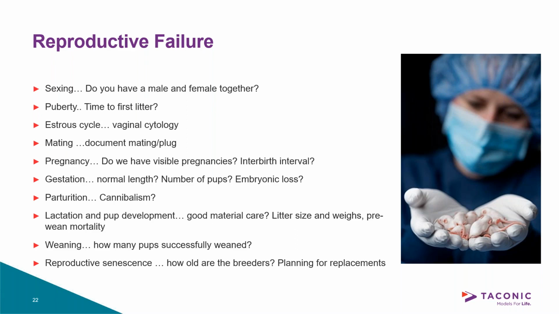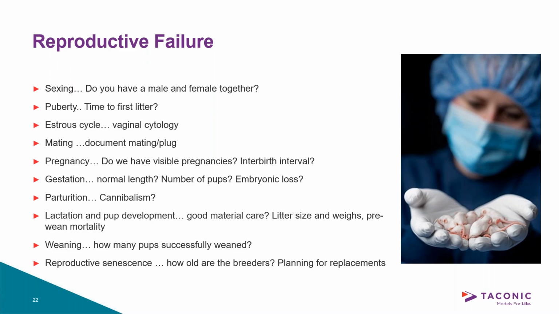Mating: if you are doing timed mating, certainly this becomes more critical, but document that mating did occur, either through sperm or plug checking. Just remember again that the plug is not as reliable in the rat as it is in the mouse. Pregnancy: it's a great idea to note who looked pregnant, because if you never get pups out of that female, that would lead us to think that maybe we have an embryonic loss happening, that she can't support a pregnancy. And the interbirth interval, that's the time from one litter to the next.